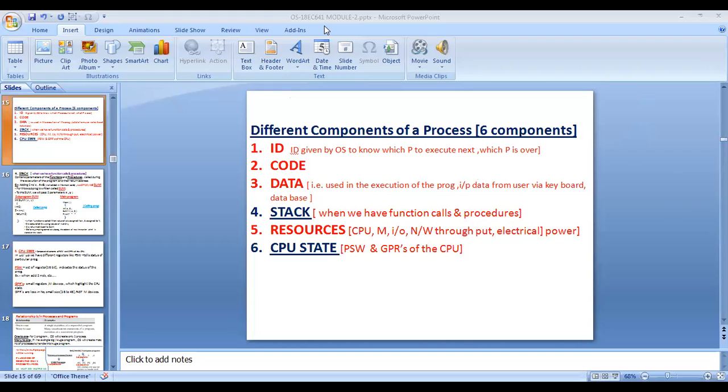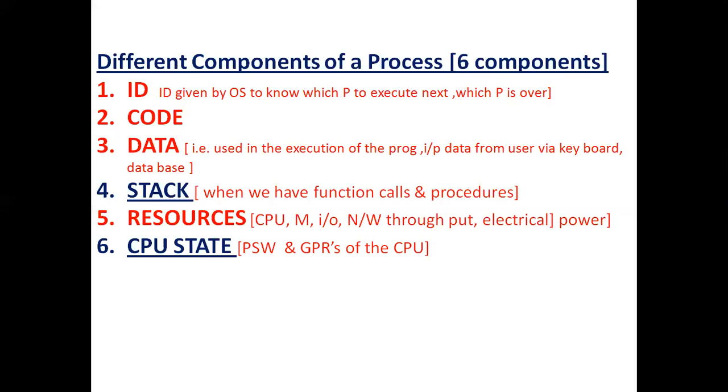So let me start, as it is exactly 12 o'clock. In the last class, we were discussing the different components of a process. And from an examination point of view, you have 6 components of a process, which have been shown on the slide. We have the ID, a unique identification number given by the operating system so as to know the status of each and every process. The second component is the code. The third one is the data.